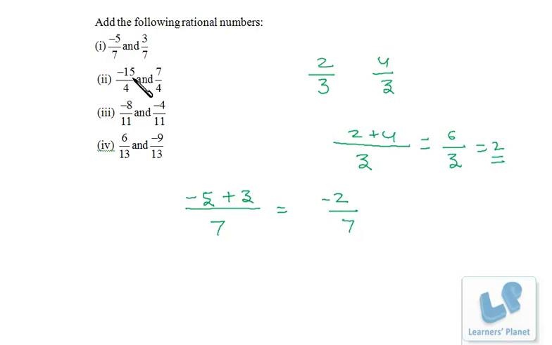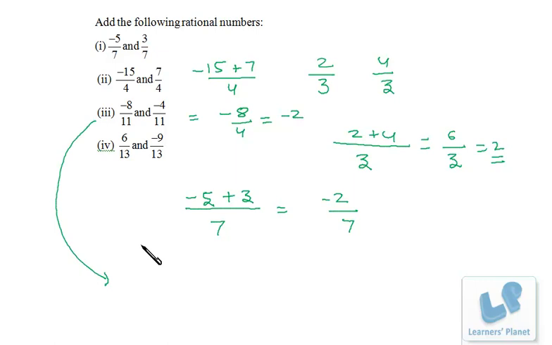Okay. Similarly, we can take this, it's minus 15 by 4 and 7 by 4. 4 as it is, it's minus 15 plus 7. So minus 15 plus 7 will be minus 8 by 4. 8 by 4 is what? 2. So it's minus 2. Okay. Similarly, here it's minus 8 by 11. I take 11 as common. It's minus 8 and it is minus 4. So minus 8 and minus 4 will be minus 12, and this is 11.